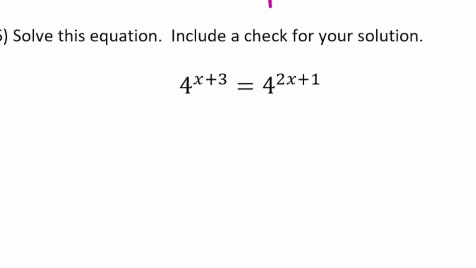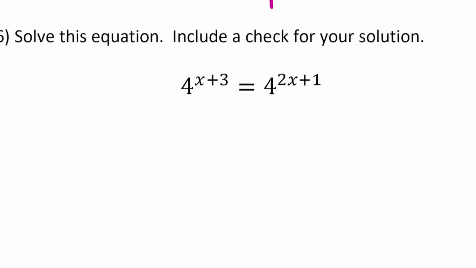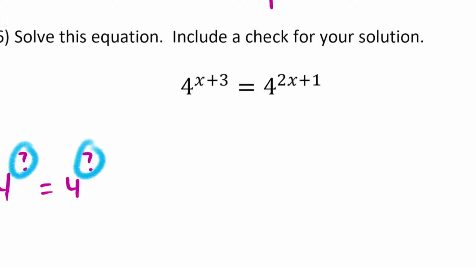Solve this equation. Include a check for your solution. So this is an exponential equation, and to be honest, this is a pretty simple one because my bases are already the same. The only way that this can be true, right, is if my exponents were equal. So if you've got 4 to some power and it equals 4 to some power, the only way that that's ever going to be true is if these two powers are the same.